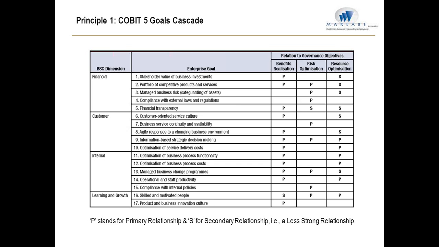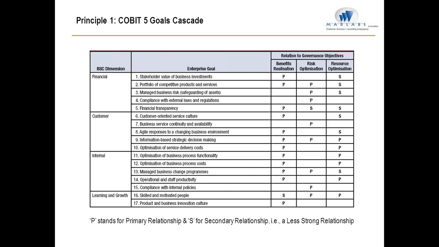These enterprise goals, whatever is listed here, 17, are not complete. Organizations can add their own because these are very generic. It still reflects a large section of the business world. Specific industries and organizations can identify their own enterprise goals and map these goals to the governance objectives, basically in terms of benefits realization, risk optimization, and resource optimization. P stands for the primary relationship. That is, a strong relationship will exist between the enterprise goals and which of these governance objectives. S is basically a secondary relationship. It's a less strong relationship.